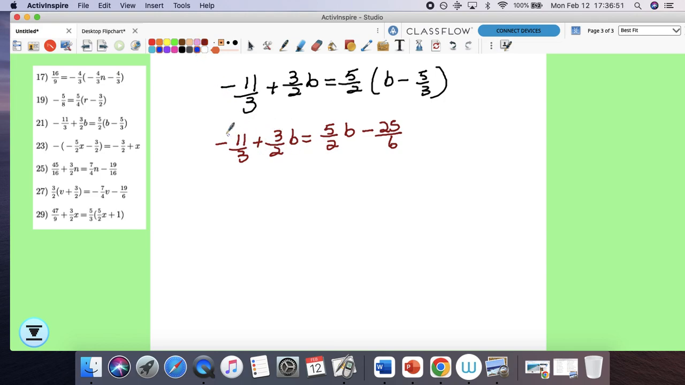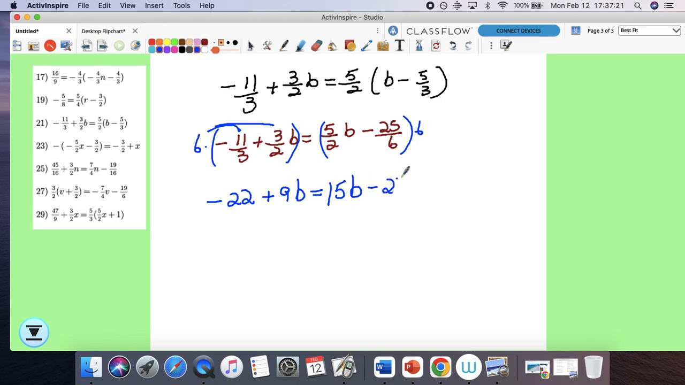The LCM is 6. I multiply these guys by 6, and I multiply these guys by 6. 6 times 11 over 3. First of all, it's going to be negative. 6 divided by 3 is 2 times 11, negative 22. 6 divided by 2 is 3, times 3 on top is 9. Don't forget the b. 6 divided by 2 is 3, 3 times 5 is 15. Don't forget the b. And this 2, 6 simplified to 1, and 1 times 25 is negative 25. So that's what we have left over.